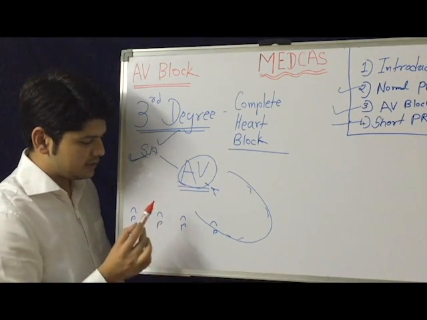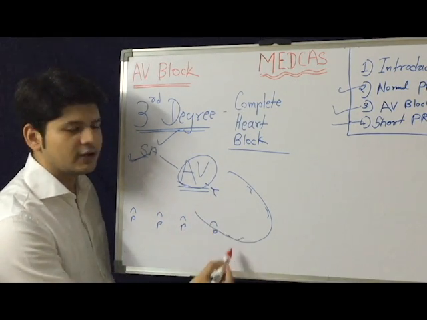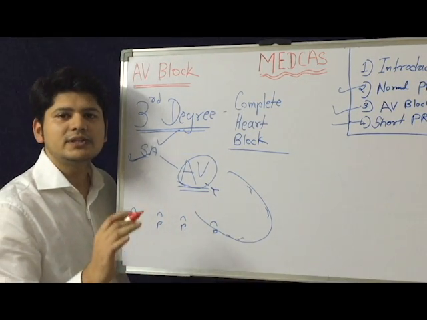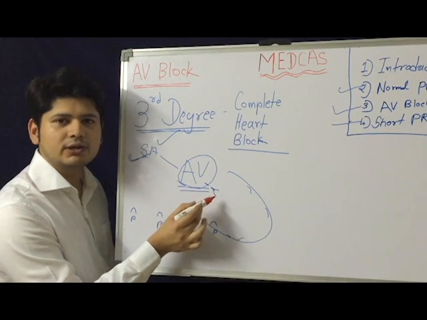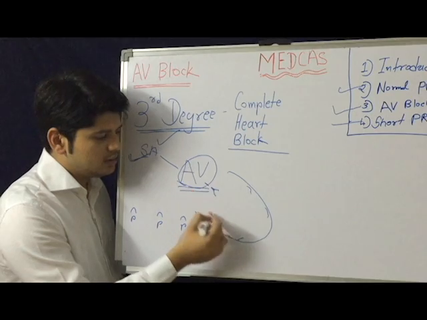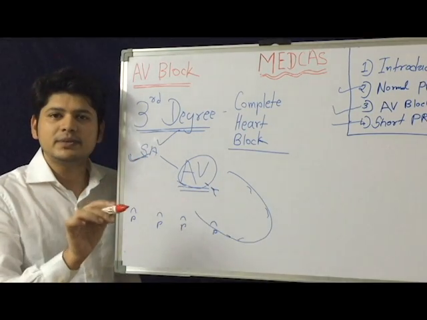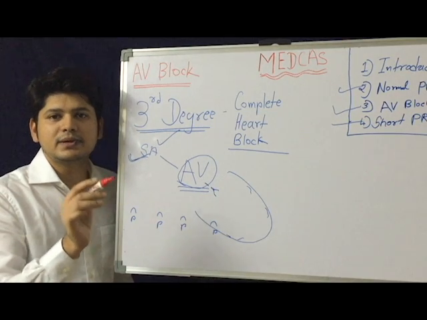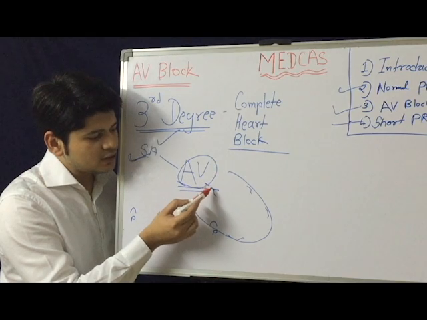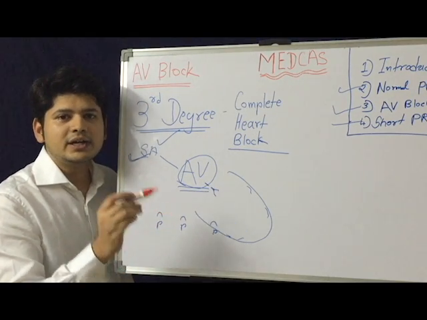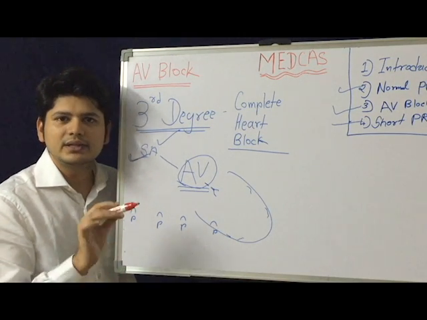Now this P was supposed to be followed by a QRS all the time if my AV node had been intact, but now the AV node is totally screwed up. So below that, somewhere something takes over and creates your ventricular depolarization. But remember, the SA node is the main pacemaker because it generates impulses at maximum speed. So if something below the AV node is taking over, it is definitely going to generate impulses at a lower speed than the SA node.